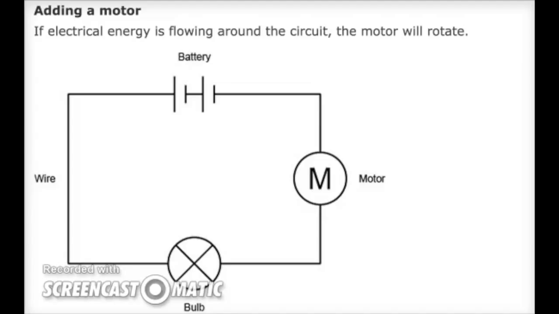In a circuit, if you add a battery, more energy will go around the circuit, and the motor will rotate even faster if you add more batteries. The more batteries, the more electrical energy, the faster the motor will move. Fewer batteries, less energy, the motor will rotate slower. So that is what you have to understand about motors, and what their job is, just to rotate. Okay? And when they have enough energy, they will rotate.